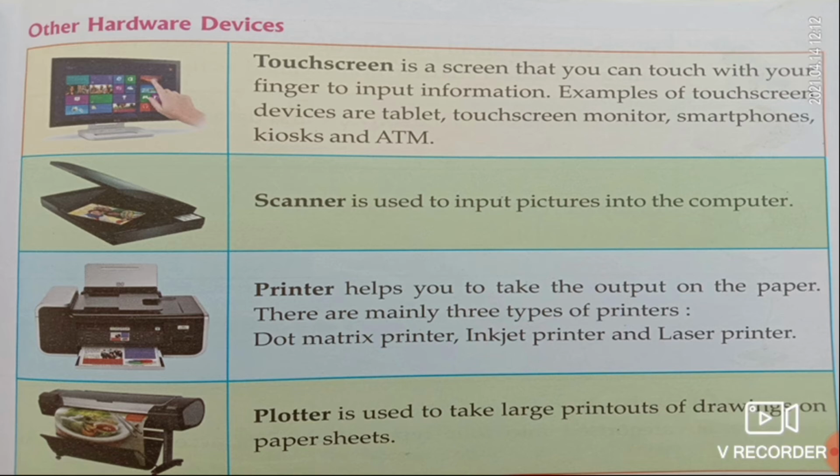Scanner. It is used to input pictures into the computer. It is used to scan pictures from paper or from handwritten content. Printer. Printer helps you to take the output on paper. There are mainly 3 types of printers: dot matrix, inkjet and laser printer.